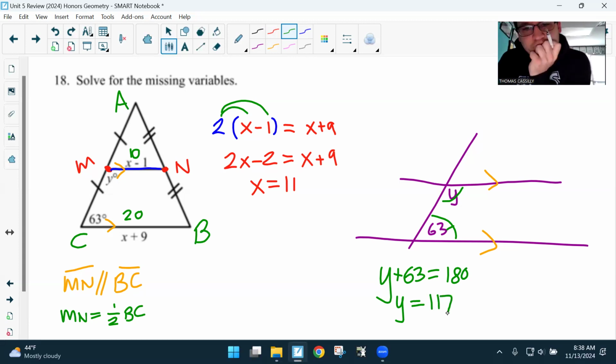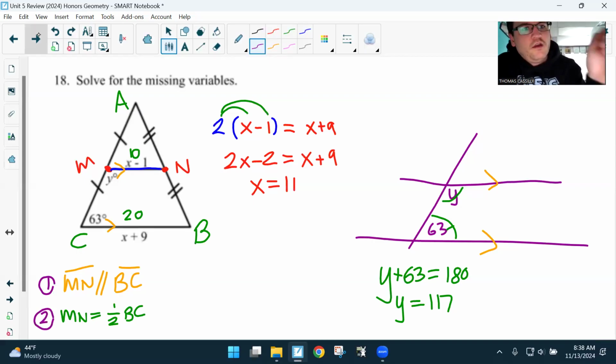117. That's a Halo reference if you guys are video game fans. And there we have it. The whole idea that we could do that was because we had some parallel lines in there. MN is parallel to BC. We know that because it's a mid-segment. That was one of the 2 properties we had here. And there you go. That's how we would solve for x and y on that one.